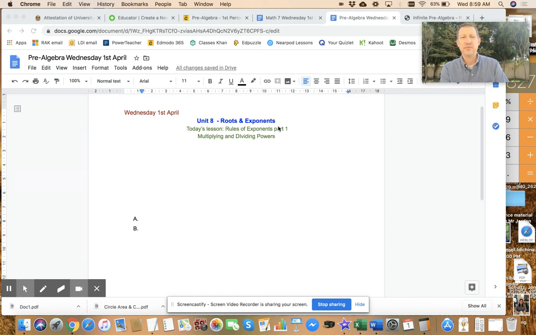Rules of exponents. We're still in the unit of roots and exponents. We've spent a lot of time on roots. Now we're going to spend some time on exponents, and we're going to cover rules of exponents for a few days. It's really important. It's different enough that we're just going to have to practice a lot to get an intuition, a good feel for it.